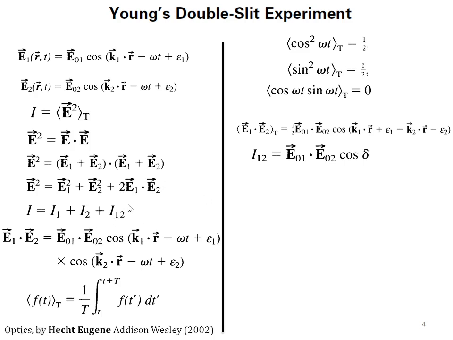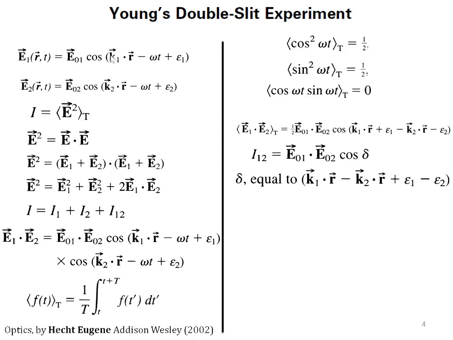Because I12 has that built-in factor of 2 in the product, this half cancels with that, so I12 is equal to E01 E02, the dot product of the two, times cos of delta, correct? And delta is nothing but the phase difference between the two. You can try to see it from here.